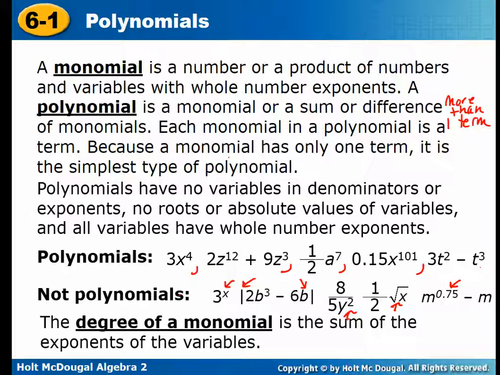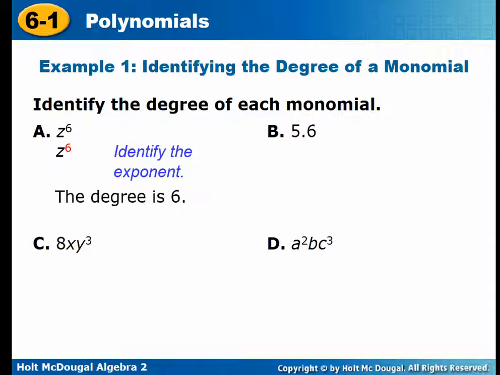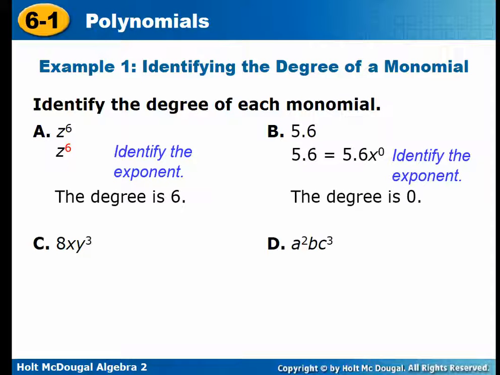All right, next we're going to talk about degree. The degree of a monomial is the sum of the exponents of the variables. For example, let's look at these. It's the sum of the exponents of the variables. So in this one, there's only one variable, it's z, and it has an exponent of 6. Therefore, the degree is 6. In letter B, there is no variable, so the degree is 0.